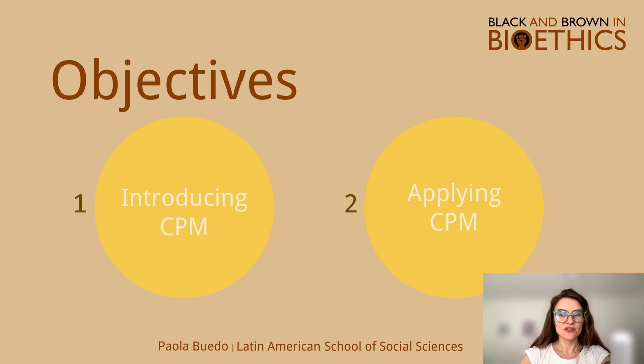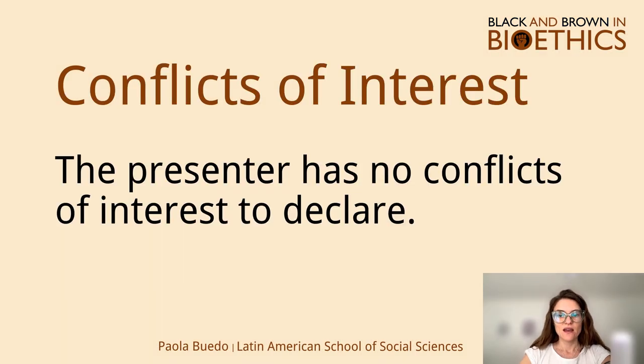So this presentation has two objectives. The first one, to introduce the critical process matrix as a method of data analysis in bioethics, and the second objective is to explain how to apply the critical process matrix to data analysis in bioethics. As I mentioned previously, I will be using an example from my master research in this presentation, but other than that, I have no conflict of interest to declare.